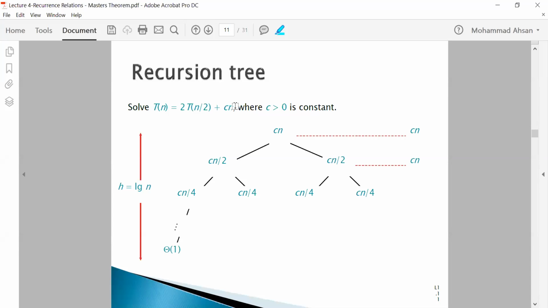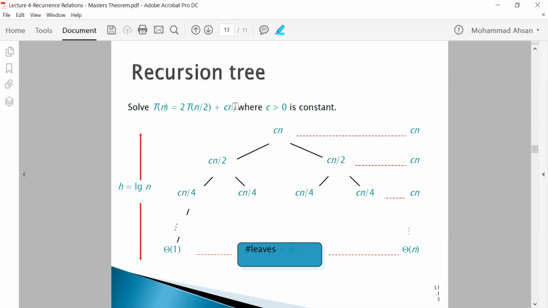So there are two jobs of dividing. You're dividing n by 2 further into n by 4, and you're doing it twice. So the total cost is 2 into Cn by 2, which is again equal to Cn. So 4 times Cn by 4 in this level, if you go horizontally, there are 4, you see 4 Cn by 4, which is equal to Cn.